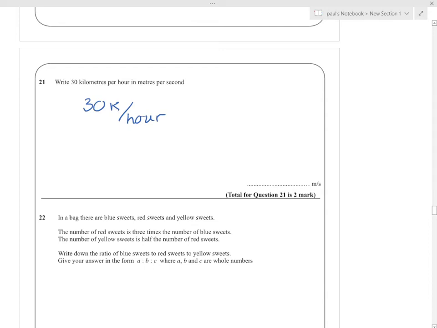So, I'm going to change kilometers to meters. So that's 30 kilometers times 1,000, which is 30,000 meters. Now I'm going to change an hour to seconds by going times 60 to get it to minutes and times 60 to get it to hours. But it's just one hour, so we go 60 times 60. 60 times 60 is 3,600.